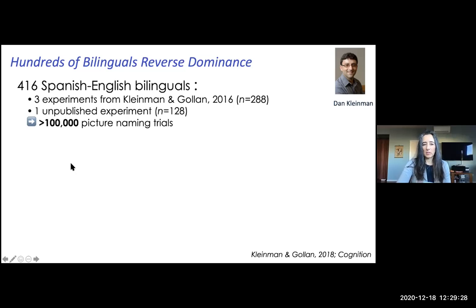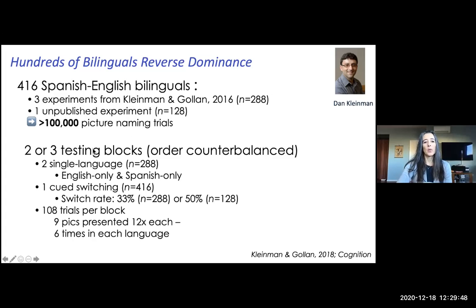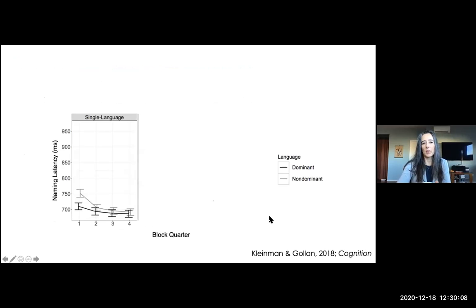So in this study, this was done by Dan Kleinman, who was a postdoc in the lab at the time. He took the cued switching condition from a number of different studies we ran in the lab over the years. So we had 416 bilinguals and over 100,000 picture naming trials. And again, there were 2 or 3 testing blocks, actually this should be 3 or 4: English only, Spanish only, and a cued switching block. And then some of them also had a voluntary switching block or other types of switching blocks. And these were order counterbalanced again.